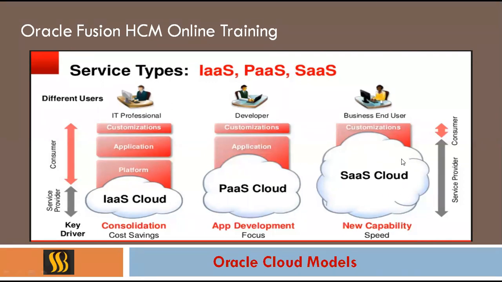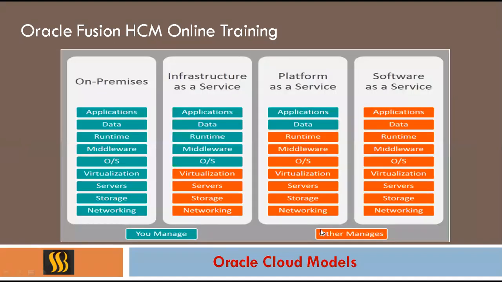We will go one by one. Whatever we talk about from now onwards, we are talking about Oracle Fusion application only. We are not talking about HR in generic terms. From here onwards, we are talking only about Fusion cloud applications. Now here we have multiple cloud models: SaaS is software as a service, PaaS is platform as a service, and IaaS is infrastructure as a service. If you look at the next slide, it will be easy to understand.